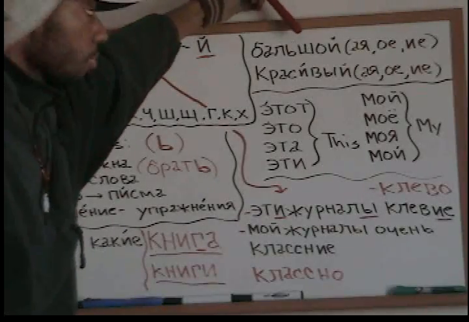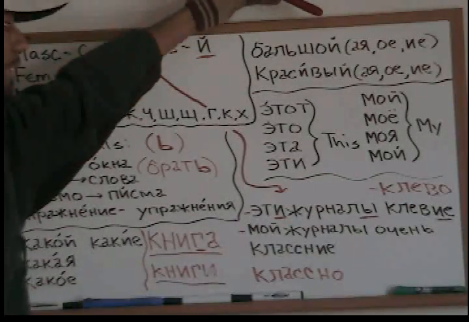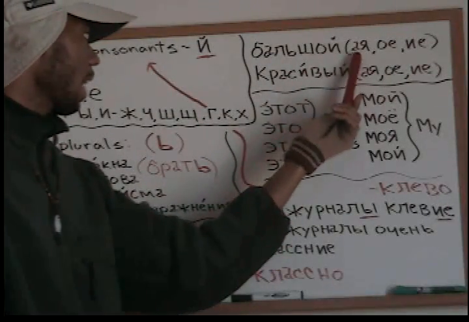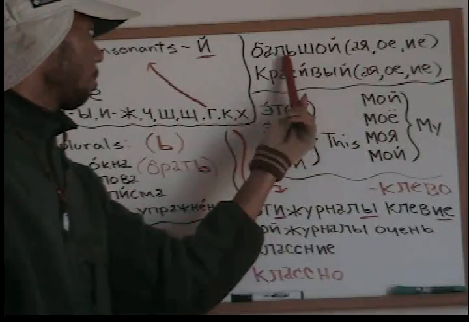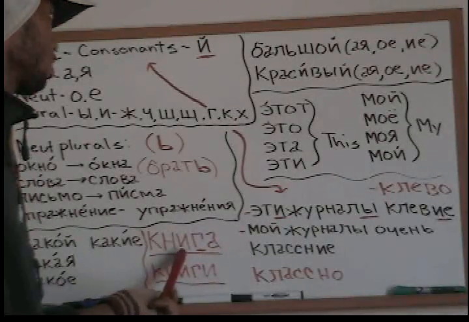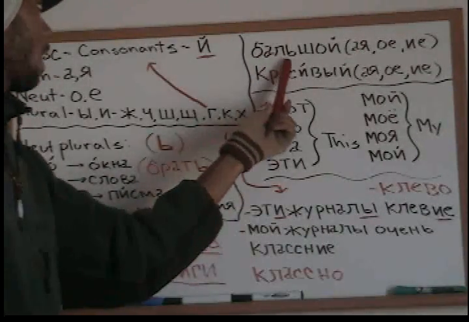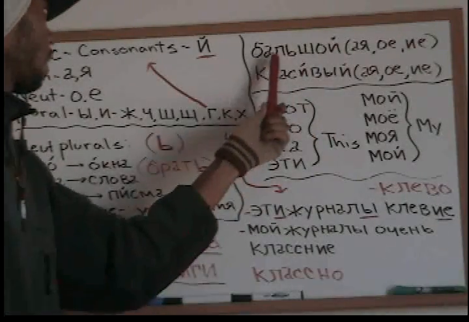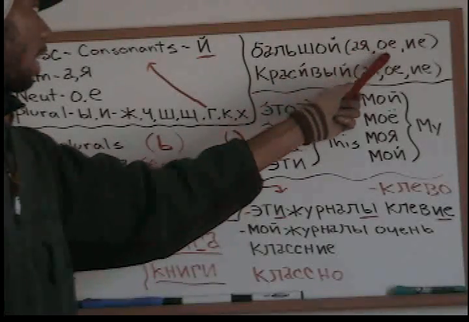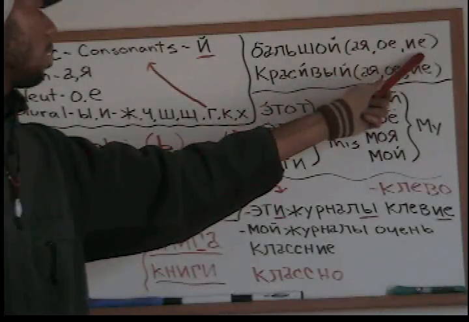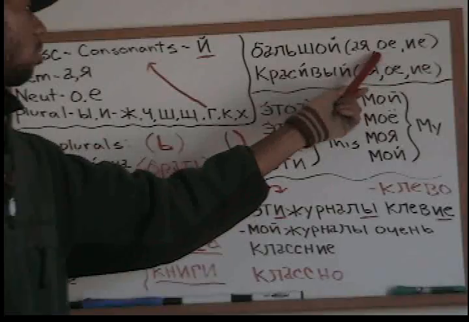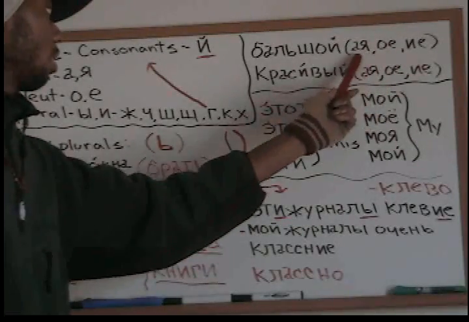If whatever you're talking about is feminine, you're going to drop this oi and add aya. Большая. Remember kniga? Kniga is book. It's feminine. If we want to say a big book, it will be большая книга. So aya will be for feminine, aye for neuter, and ie for plural. So essentially, you're going to drop these last two off and add whatever the gender is. You want to add any of these here.